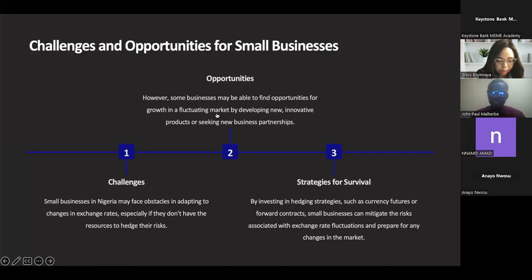In very simple terms, a future is an exchange-traded contract that specifies the price at which a currency or two currencies will trade at a future date. I don't want to go into all of that so that we don't derail from why exactly we're here. But futures and forwards are two strategies for survival in times of volatility. Next slide, please.